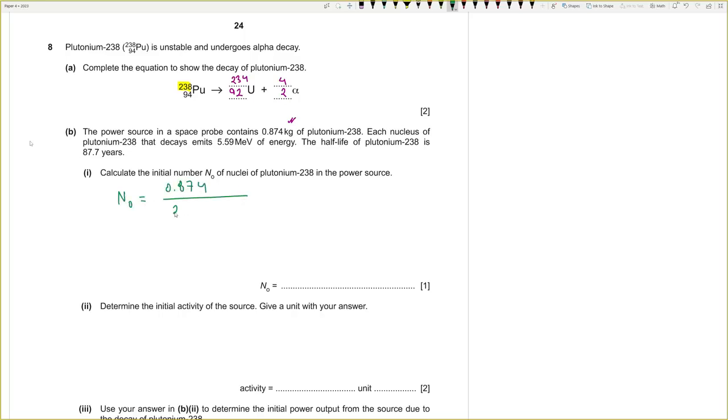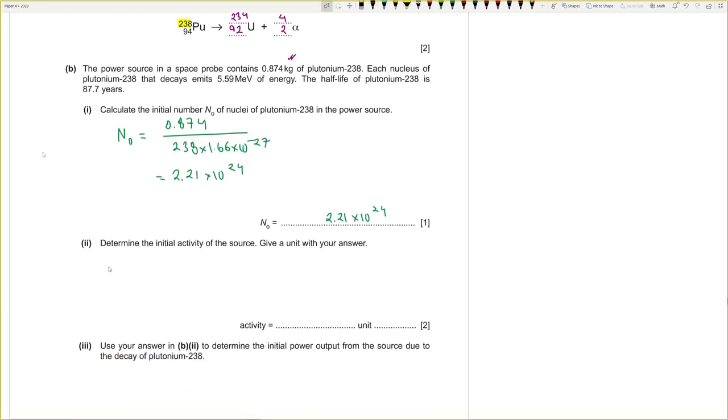It is essentially 238 times u, 1.66 into 10 to the power minus 27. This is the mass of one atom, and you have the total mass. So if you divide the total mass by the mass of one atom of plutonium, you are going to get the total number of particles essentially, right? So we are getting a value of 2.21 into 10 to the power 24. There you go.